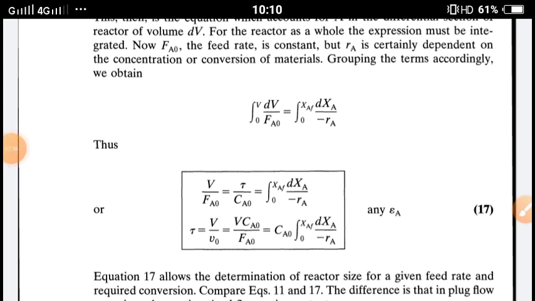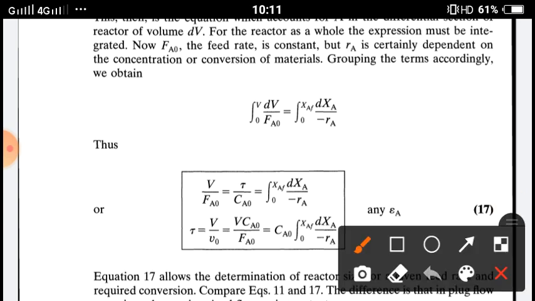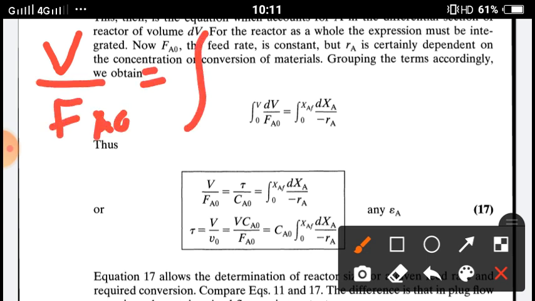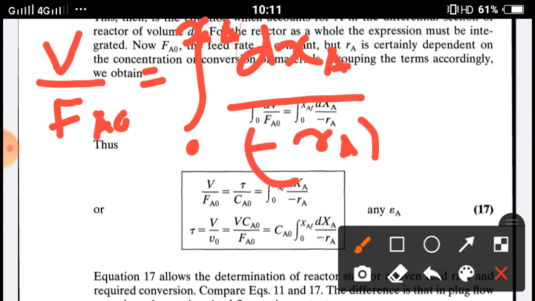So now we will see how we can represent the performance equation of a PFR in the form of a graph, and calculate the volume of a reactor directly from the graph, just like how we calculated it for the MFR reactor. First of all, let me write the performance equation over here. V divided by Fa naught is equal to the integration from 0 to Xa of dXa upon minus Ra. So our graph will look something like this.